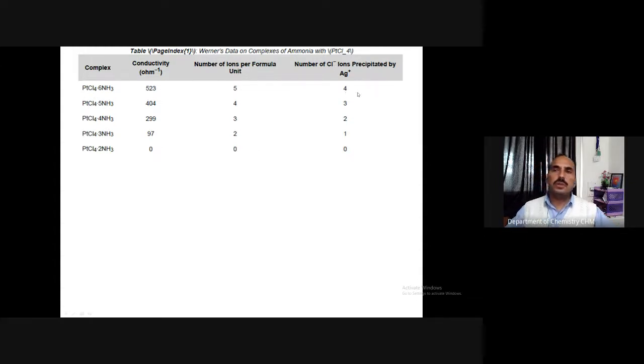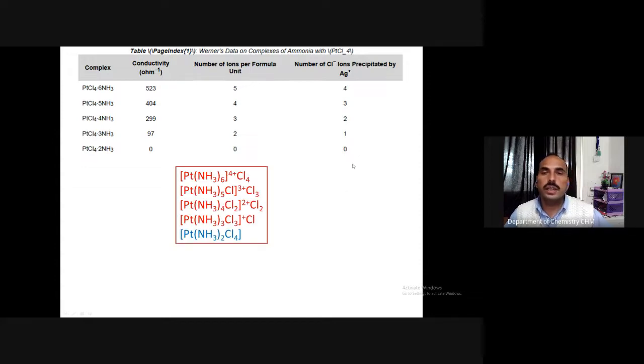So 4 AgCl molecules were formed, or 3 or 2 or 1, or no AgCl molecule was formed. Based on this data, Werner was smart enough to understand that this is the composition of each molecule. Platinum hexamine Cl4: there are 4 chloride ions outside and 1 cation. So 4 plus 1, 5 ions are there. That's the 5 ions in the first molecule.